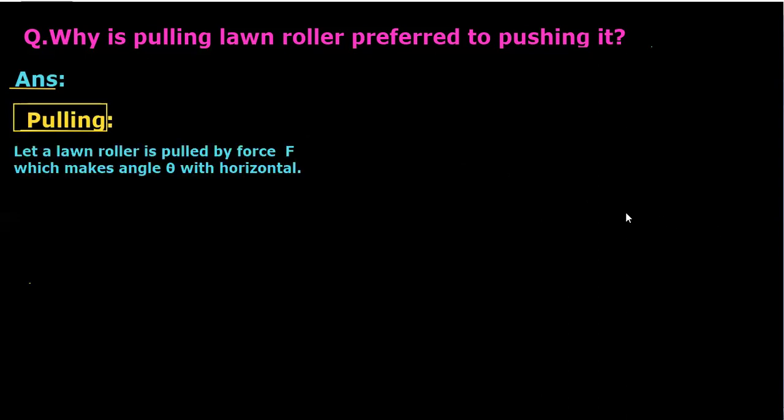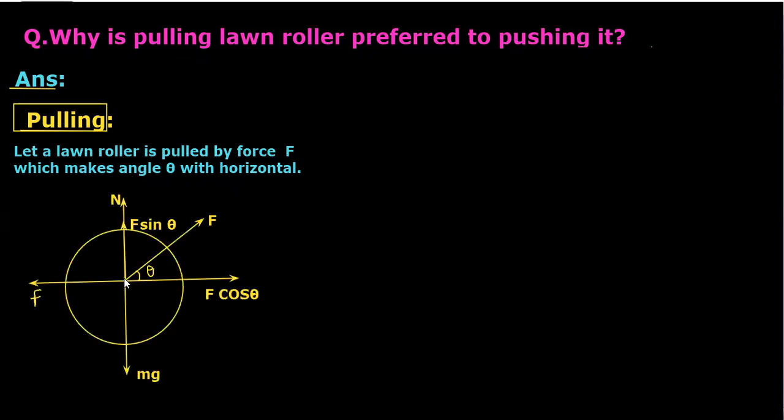Now, the first case I am taking is pulling. Let a lawn roller be pulled by force F, which makes angle theta with the horizontal. You can see the diagram. See here, this is a lawn roller. The diagram shows in which direction which force is acting. So this is the force with which we are pulling this lawn roller, which makes angle theta with the horizontal.